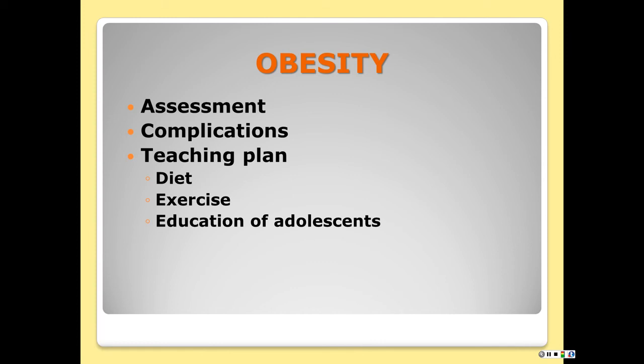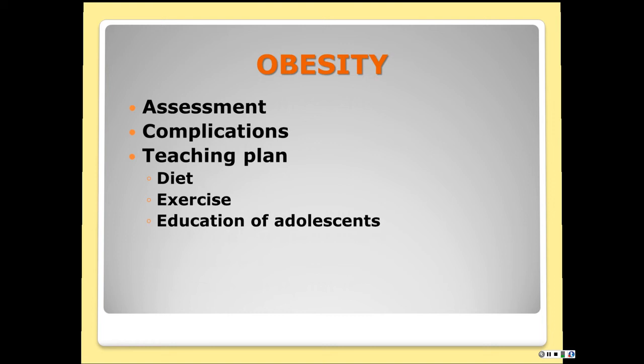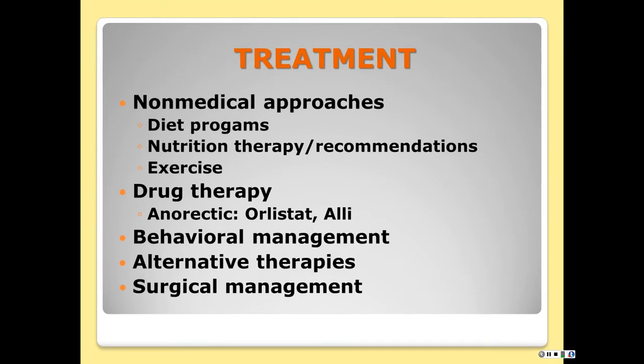What we have to think about is teaching these patients. Dietary teaching, exercise teaching, and then we really need to start early educating our adolescents, especially if they have a high risk of obesity in their future. If both parents are overweight, there's a very big chance that the children will be overweight as well. So we have to start our education early. So our teaching plan really has to be based on instructing our patients on the importance of weight loss, how to manage their weight, and then also the importance of exercise. Treatment for obesity may be a several step approach, but we always start out with non-medical approaches.